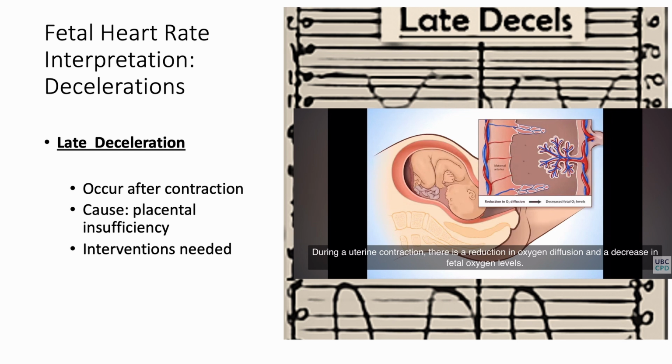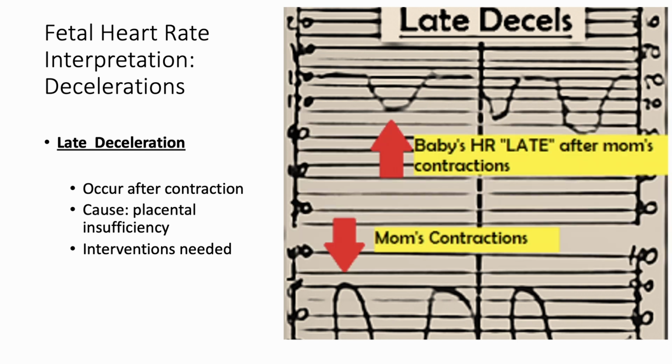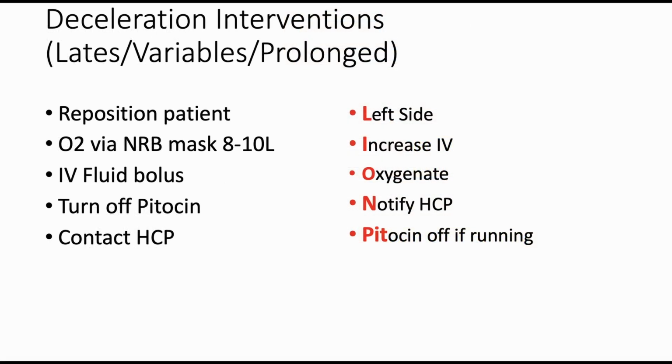A common cause of this is after we give the epidural, mom has maternal hypotension. That's going to be less oxygen going to the baby. We're going to see late decels. We do have to do interventions for this one. So early, we're doing nothing, but we do have interventions that we need to do for a late decel. These are our interventions. We're going to reposition mom, usually onto her left side if she's not already there, to try to get blood flowing back towards the heart.